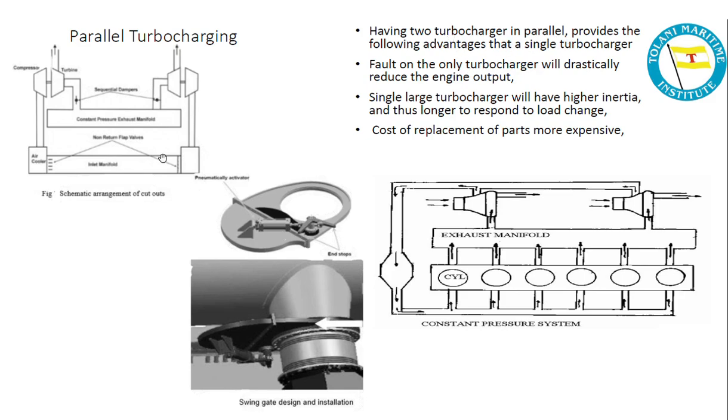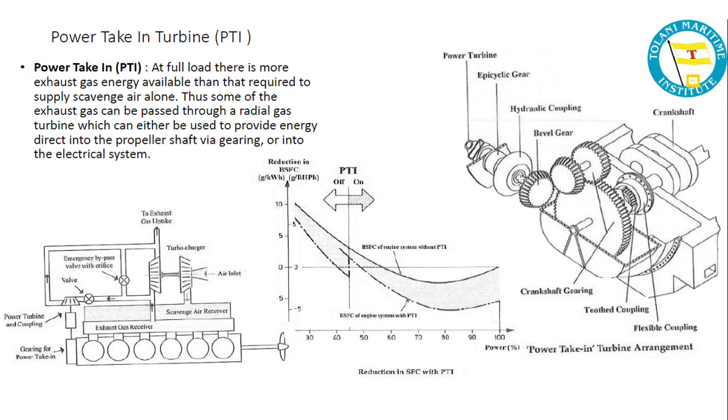When we talk about parallel turbocharging, that was series turbocharging, where one's outlet is going to the other's inlet. Here we have parallel turbocharging. Two turbochargers in parallel provide the following advantages: a fault in only one turbocharger does not drastically reduce the engine output. A single large turbocharger will have higher inertia and thus take longer to respond to load change. The cost of replacement of parts is also more expensive.